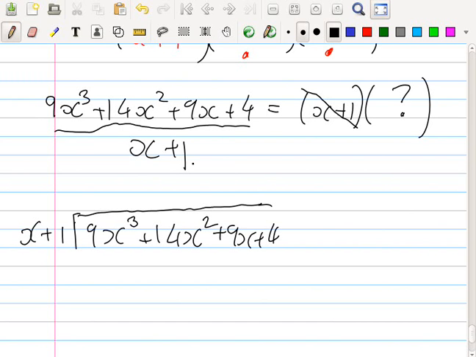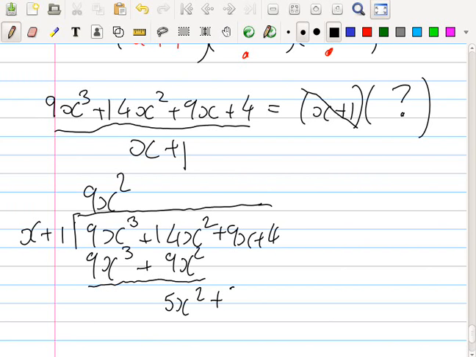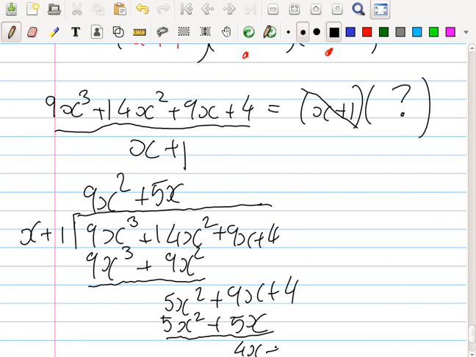So we'll see how quick we can do this. Here, 9x squared, so this would be 9x cubed plus 9x squared. Subtracting, I'm left with 5x squared plus 9x plus 4. Plus 5x, so 5x squared plus 5x. I subtract them. What am I left with? 4x plus 4. What do I need here? A 4. And I won't even bother to finish, because when I multiply by 4, I get 4x plus 4, which makes a remainder 0.